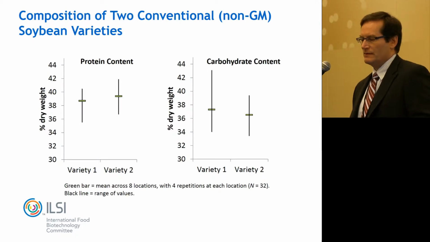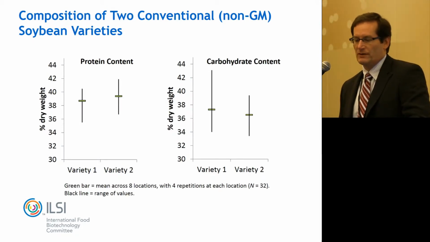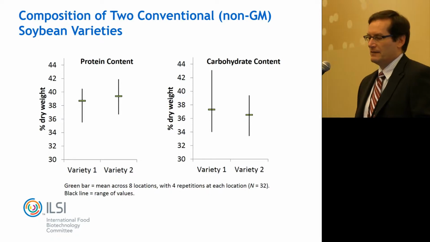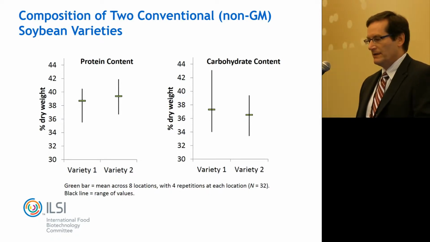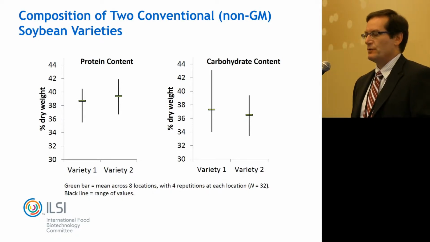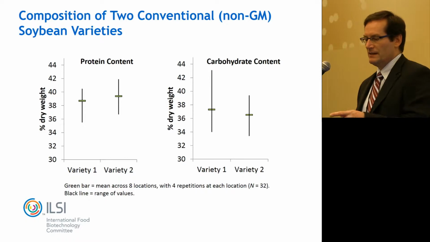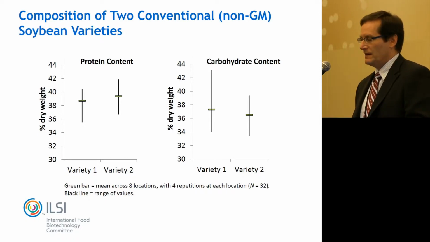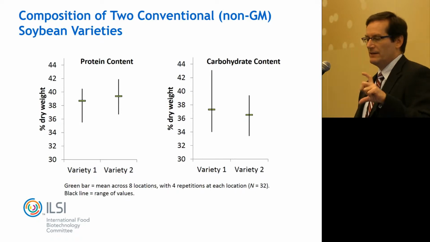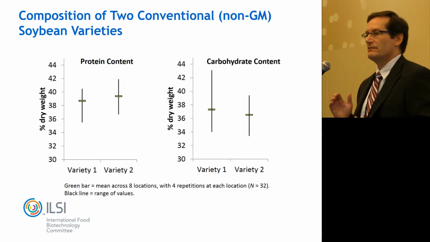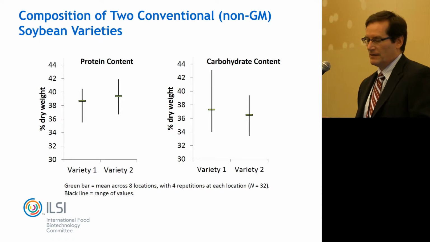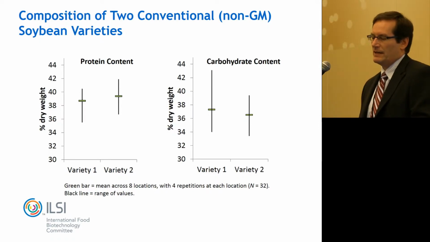So just to illustrate what we might be looking at, here are two different varieties of soybean, and you see two different graphs. One is protein content and the other is carbohydrate content. The green bars are where the mean lies. So you see in protein content there's some difference in the mean, and the same with in the carbohydrate content. And then the long lines represent the ranges of values. And these were over 8 locations with 4 reps at each location.